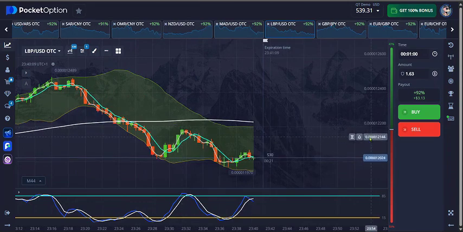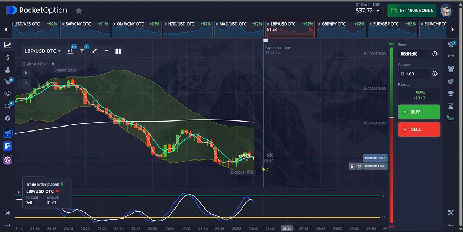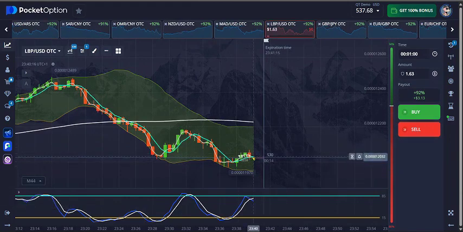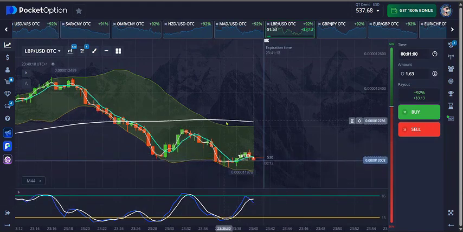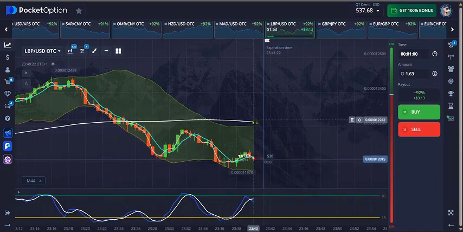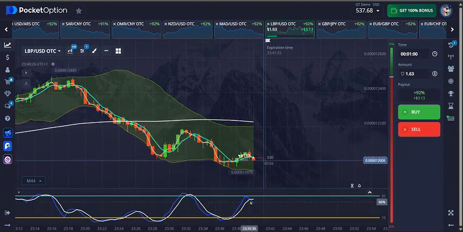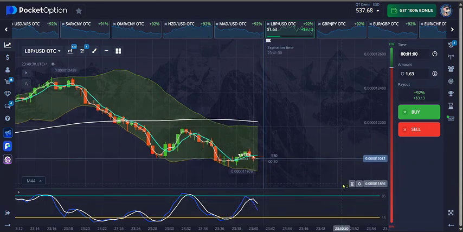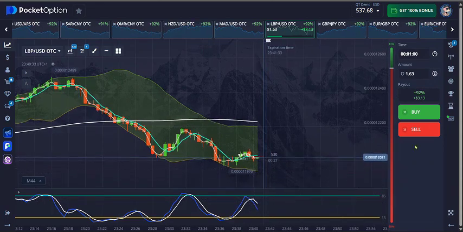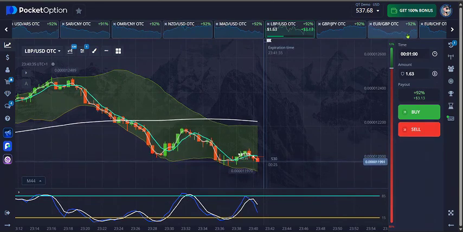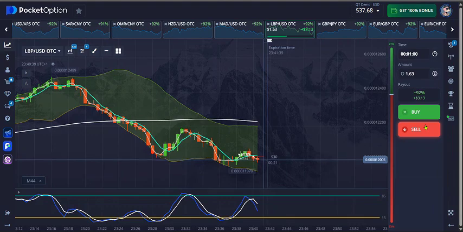All right, so I'm spotting a possible reversal here. The reason is there is a cross here and the momentum. You can see that the 100 moving average is showing that the price should go down, and you can see that the stochastic oscillator has crossed. All right, so I've entered a trade for 1 minute, and let's see if we'll be lucky to hit a win on this one.